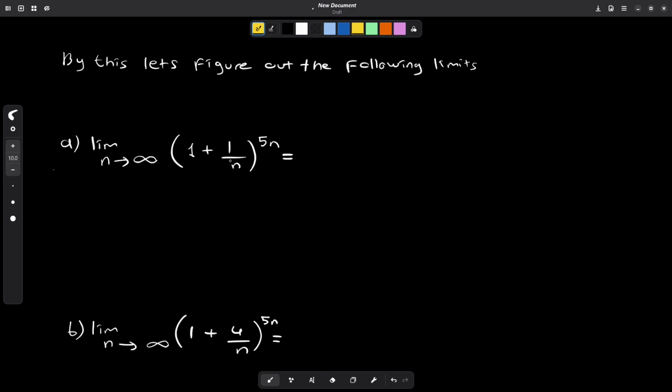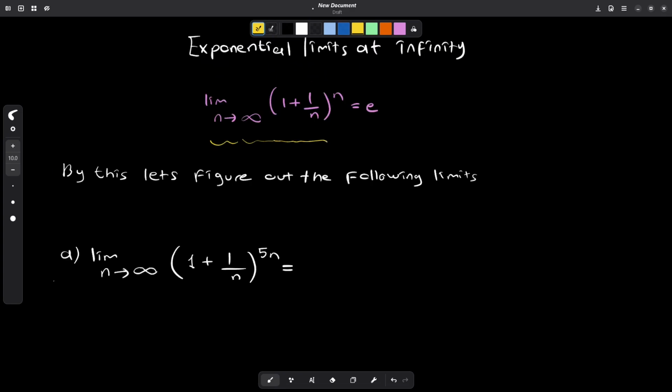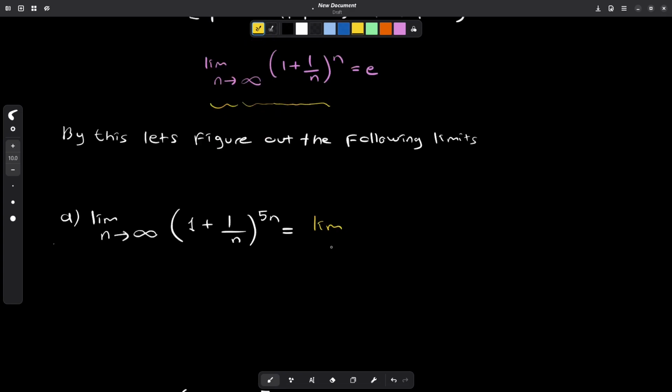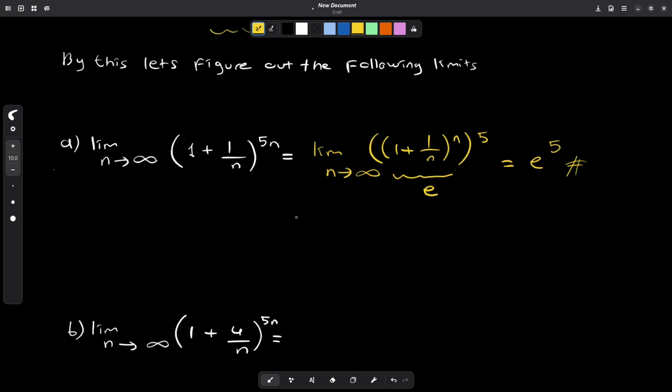The limit of (1 + 1/n)^(5n) as n approaches infinity. I always want to see this form when I am evaluating the limits, so I need to write this as (1 + 1/n)^n, and this will be to the power of 5, right? Therefore, since I know this limit is e, I'm going to get e to the fifth power as my answer. It's this simple. It's a really simple topic.